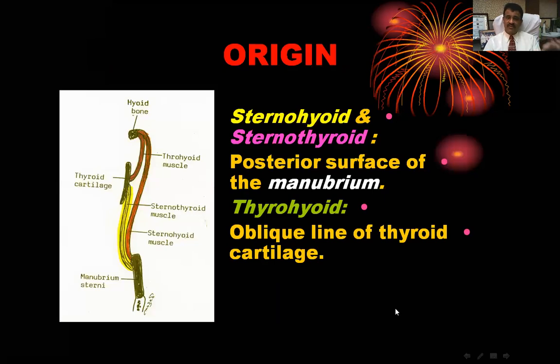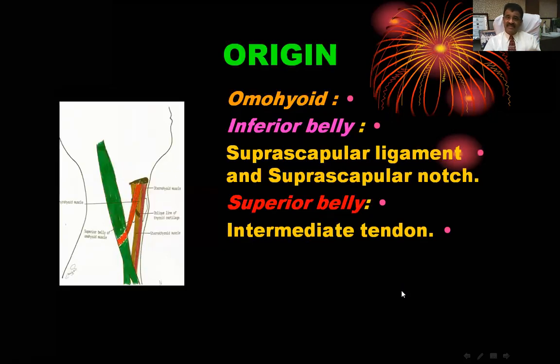If you see origin and insertion wise of all these muscles, see sternohyoid and sternothyroid, they are originating from posterior surface of the manubrium sterni, and thyrohyoid originates from the oblique line of the thyroid cartilage, and omohyoid inferior belly, its origin is from suprascapular ligament and the suprascapular notch, and the superior belly of omohyoid originates from the intermediate tendon.